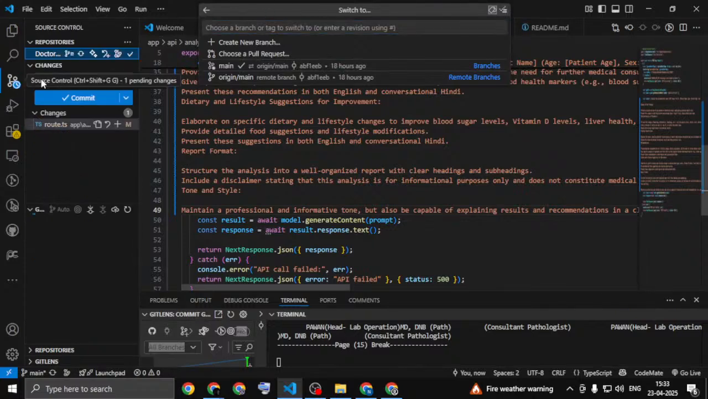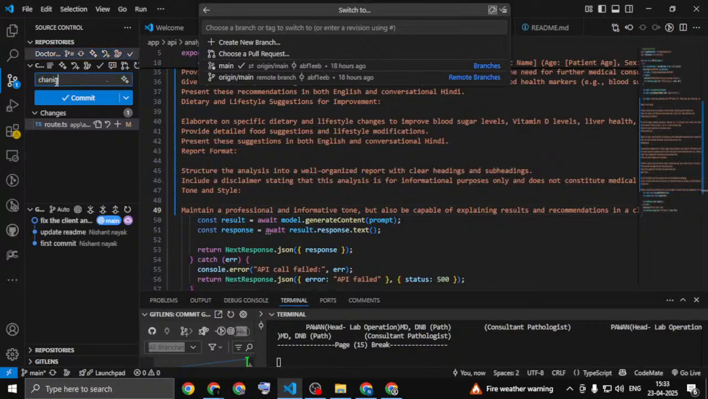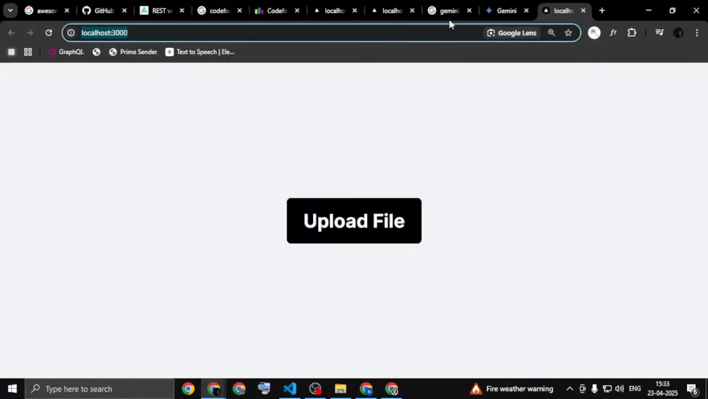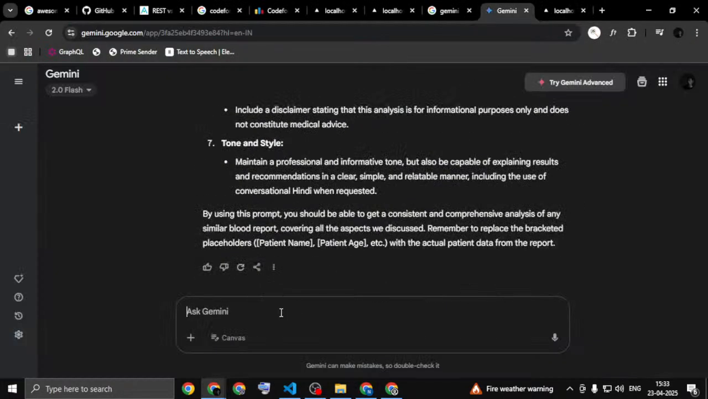Now the design part, changing the prompt. I need some more. Sort the prompt and also add the Tapori Hindi suggestion in the bottom of the prompt.